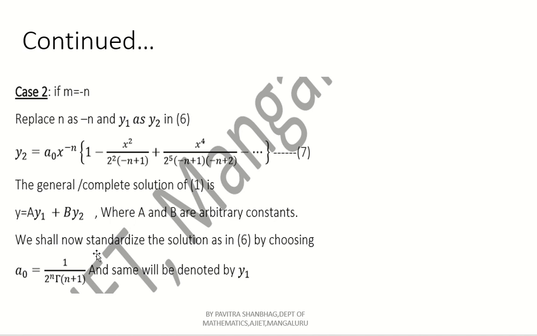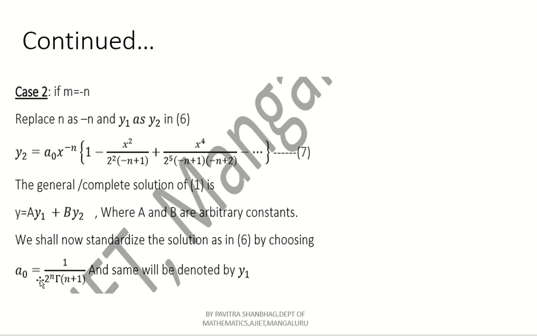We shall now standardize the solution as in equation 6 by choosing a naught equal to 1 by 2 power n into gamma n plus 1. You have already studied this expression. What is gamma n plus 1? Standard results: gamma n plus 1 is n gamma n, and gamma half is root pi. Such relations we are using here repeatedly. So gamma n plus 1 is nothing but n gamma n.